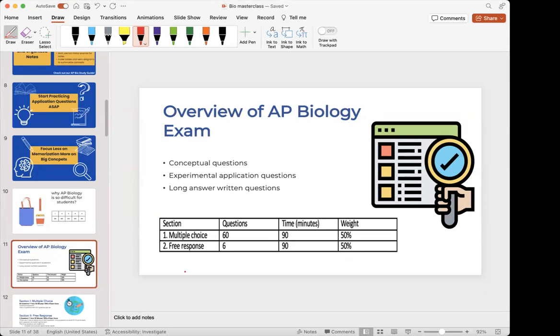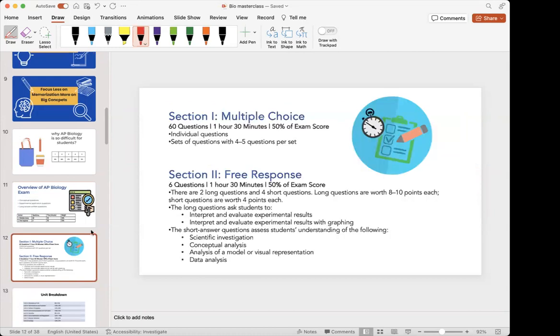Now a little bit more specifics in terms of the actual sections. So I already talked about the multiple choice questions. Sometimes there'll be individual questions. Sometimes you'll get sets of questions where they'll give you a diagram, and they'll ask you 4 separate questions. They'll give you a scenario and they'll ask you 4 separate questions about it, each worth 1 mark. Now for the free response questions, there are 2 long answer questions and 4 short answer questions.